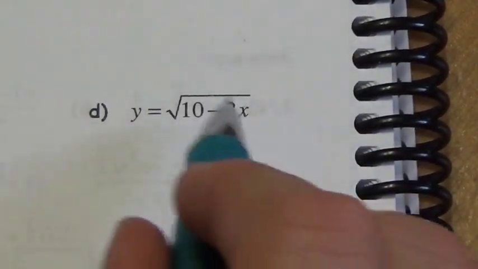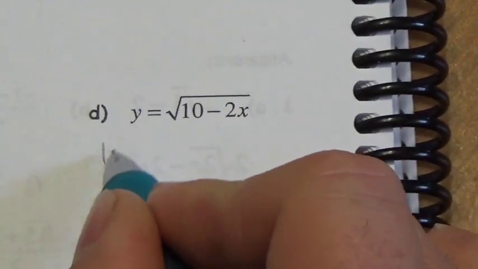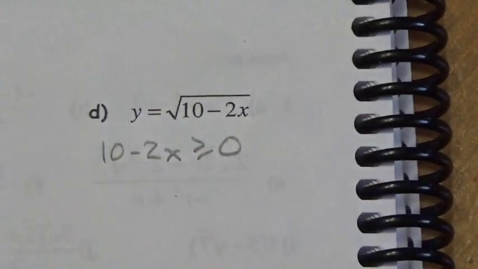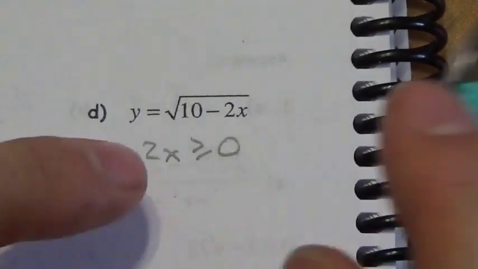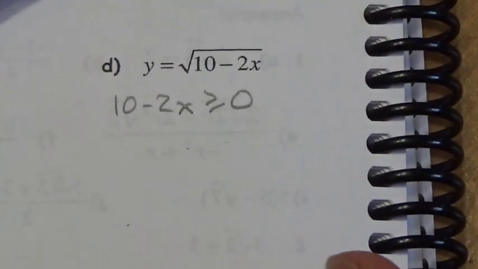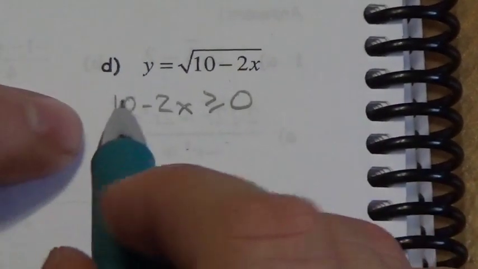Now, one more. The square root of 10 minus 2x. Notice that I've got, again, a binomial underneath the radical. So my radicand is 10 minus 2x. I know that must be greater than or equal to 0. There are a couple of ways that I can do this, but I'm going to choose a very specific way so that I can talk about a little bit of algebra that you may or may not have remembered.